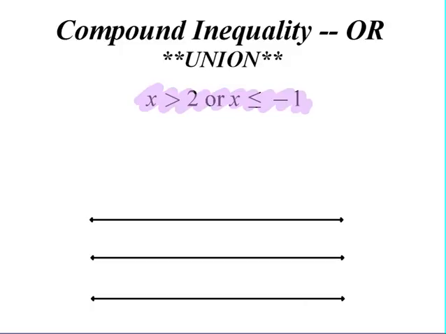So what I'm going to do is I'm going to go ahead and have 3 lines. So I've got my -1, I've got my 0, I've got my 1, and I got 2.